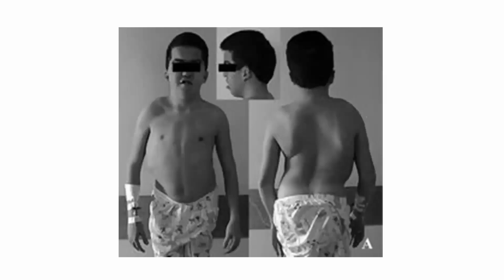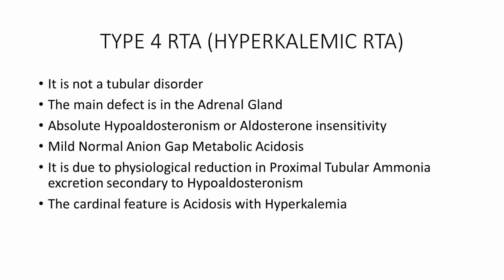This is a diagram of one of the complications of type 3 marble bone disease. Now, this is an important renal tubular disorder. It is basically not a tubular disorder. The main defect is in the adrenal gland. Absolute hypoaldosteronism, or lack of aldosterone. As we know, the adrenal gland produces aldosterone.